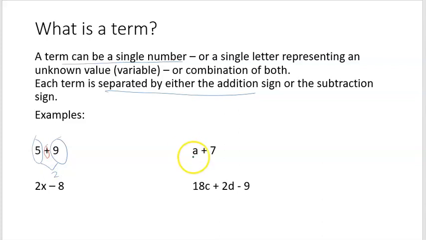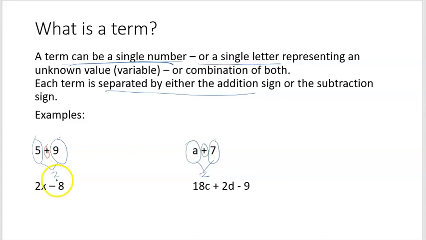In the next example, we've got the addition sign in the middle again, and then we've got the letter A on one side and the number 7 on the other. A term can be a single number, so 7 is a term. Or a single letter, so A is a term, and it's separated by the addition sign. Therefore, there are two terms in A plus 7.